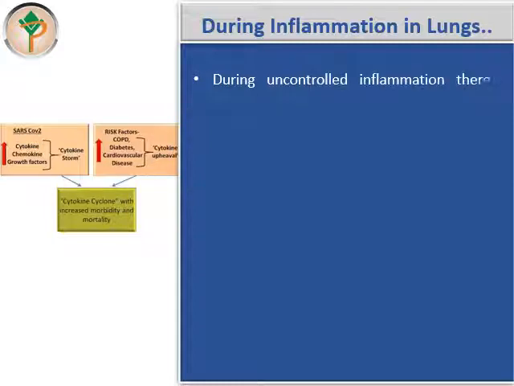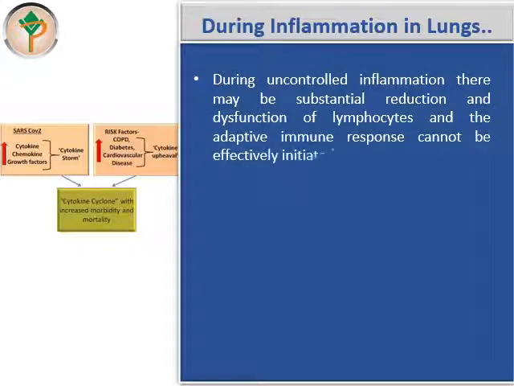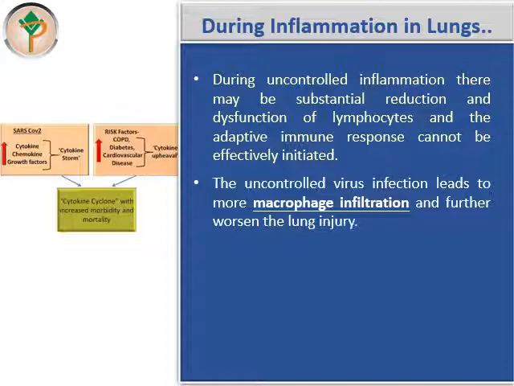During uncontrolled inflammation of the lungs, there may be substantial reduction and dysfunction of lymphocytes, and the adaptive immune response cannot be effectively initiated. The uncontrolled virus infection leads to more macrophage infiltration and further worsens the lung injury.